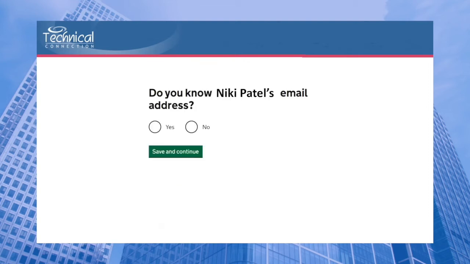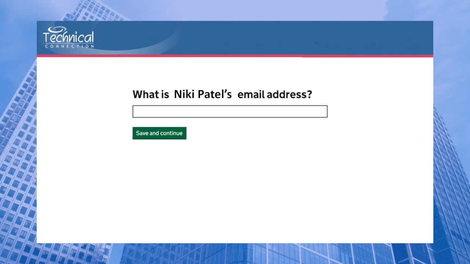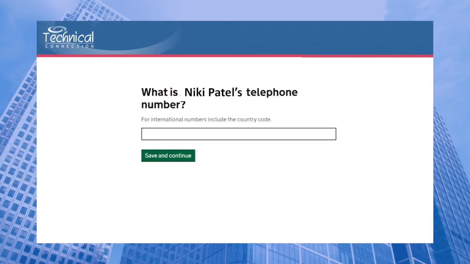I then need to, again, insert details regarding the email address of the lead trustee. And again, as you'll be the one that's completing it, you would know your email. And you enter your email address here and then hit save and continue. You then also need to provide a contact number for the lead trustee. So you input that here. And again, you can then hit save and continue.